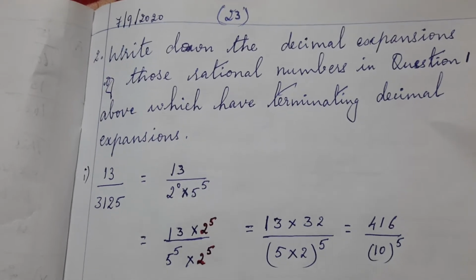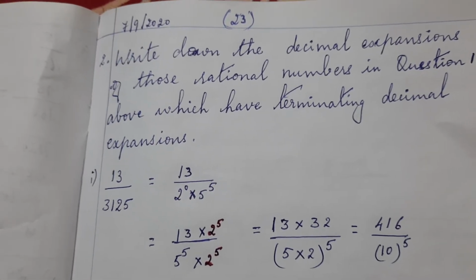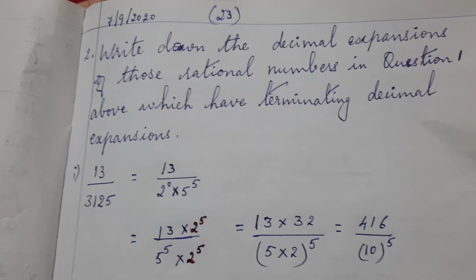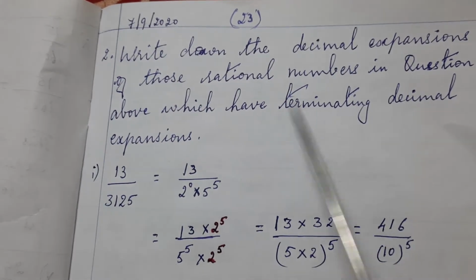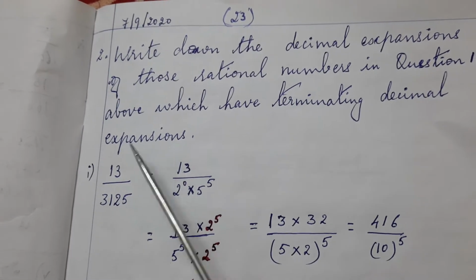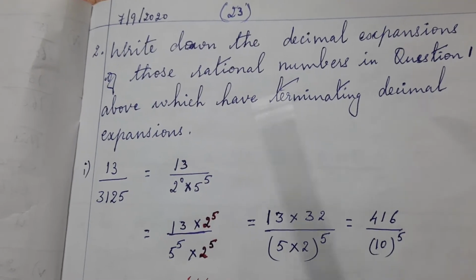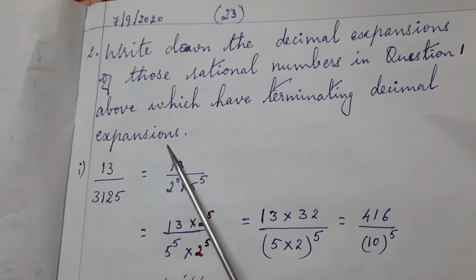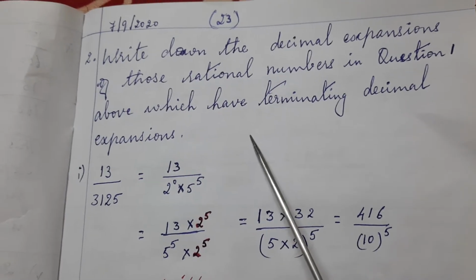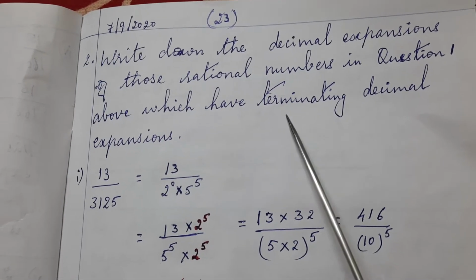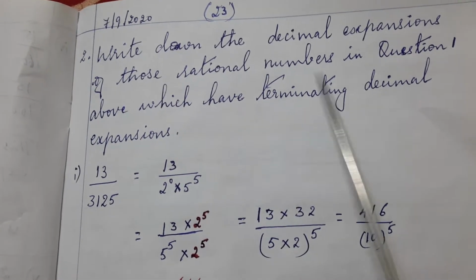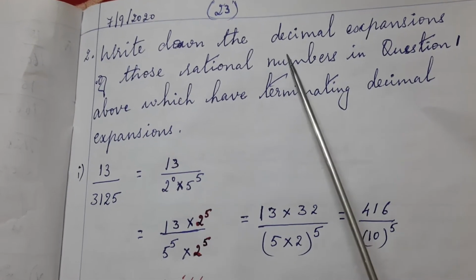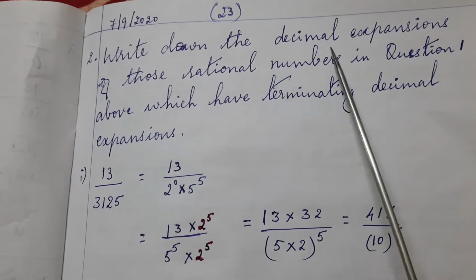Dear children, today we are going to solve the second problem in exercise 1.4. Write down the decimal expansions of those rational numbers in question number 1 above which have terminating decimal expansion. We have already solved in question number 1 and found out which are terminating and non-terminating decimal expansion. So for those numbers which have terminating decimal expansion, we have to find the decimal expansion.